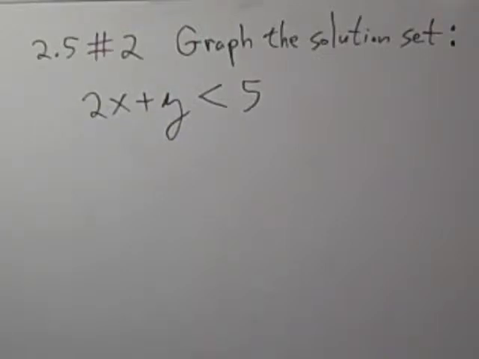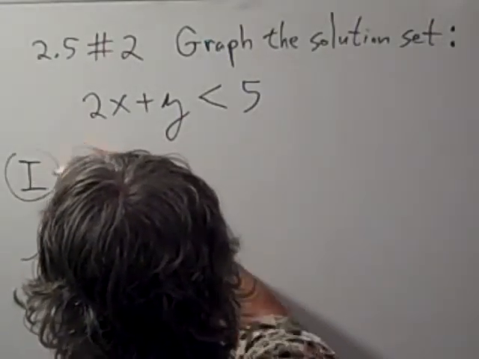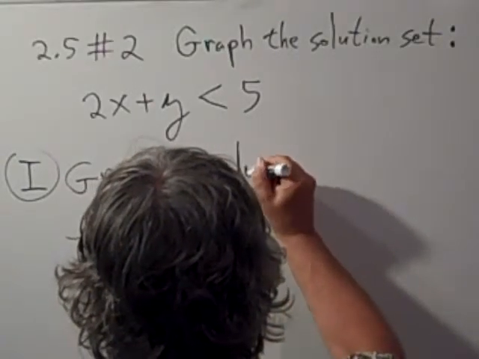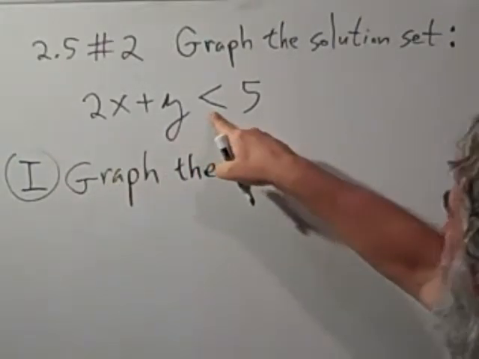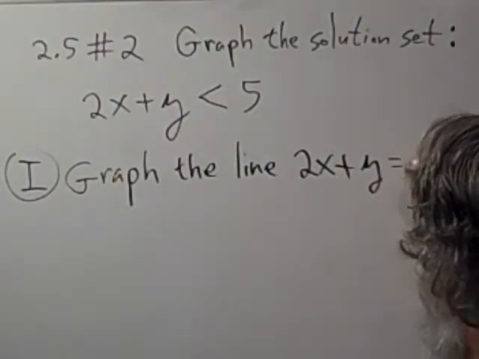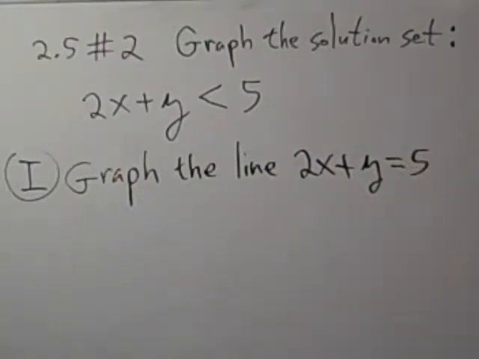Okay, graphing a linear inequality like this is a two-step process. So step one is to graph the line you get when you turn this inequality symbol into an equal sign. So 2x plus y equals 5 for every xy point on the line. And on one side of the line, everything will be less than 5. And on the other side of that line, everything will be bigger than 5. So we're basically going to graph this line and then decide which side to graph.